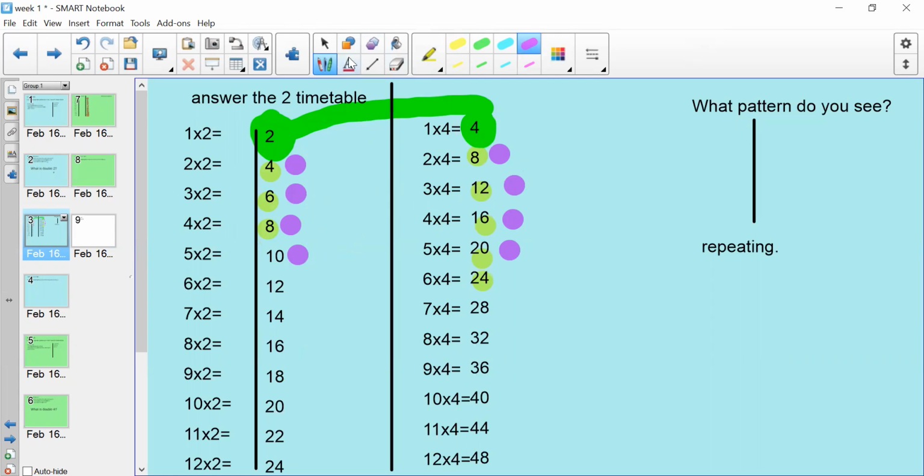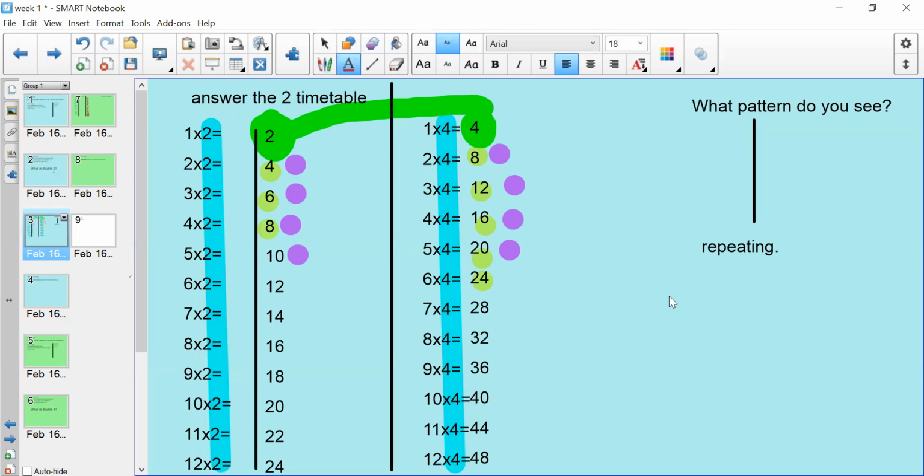And the reason that's happening is because we are multiplying each number by 2, and then we're multiplying each number by 4. And 2 doubled is 4. So because we're multiplying by double 2, which is 4, the answers are also going to be doubled.